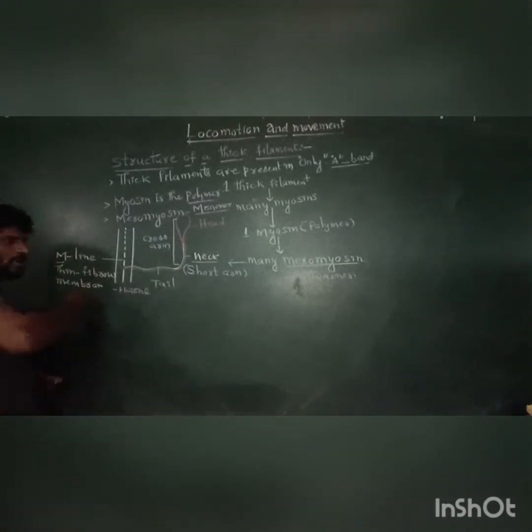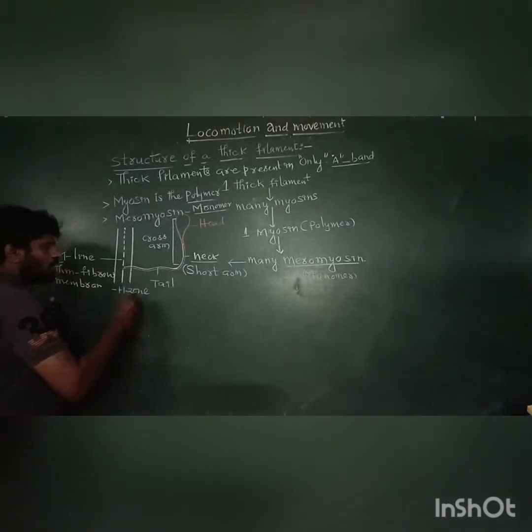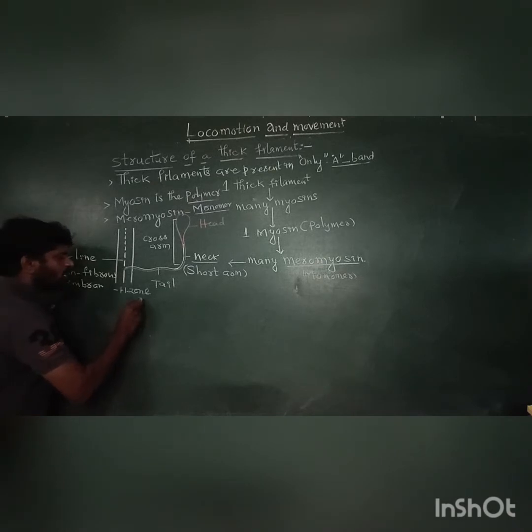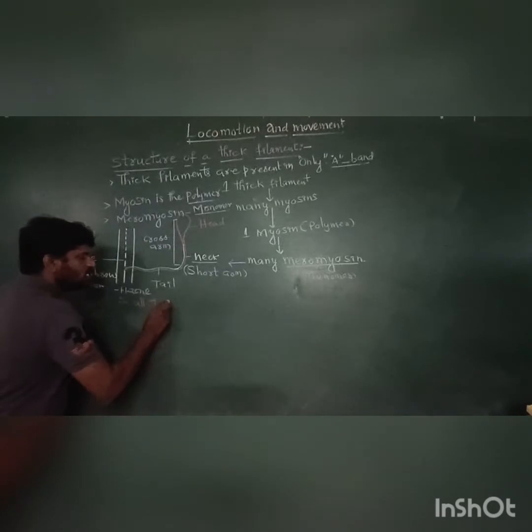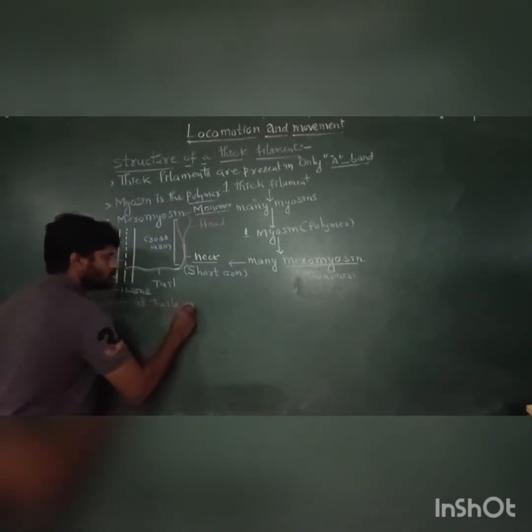All heads are projected towards the Z line. All tails are towards the M line. This is the structural mirror. One more, see this side of the head.